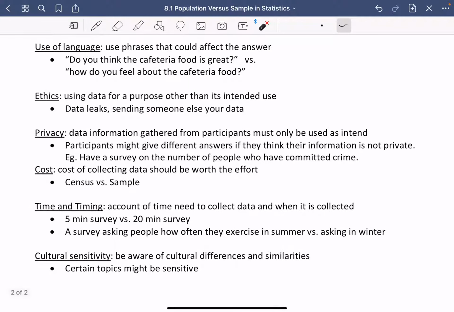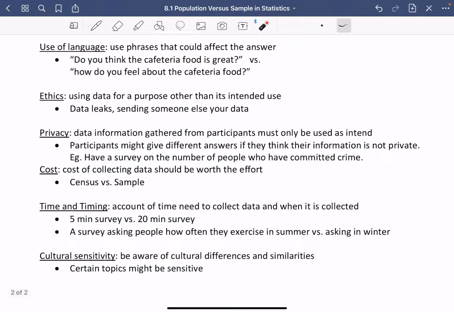And then use of language. The use of language could affect the answer. Let's say we ask these two questions. Do you think the cafeteria food is great? Versus how do you feel about the cafeteria food? Well, if you ask the first one, do you think the cafeteria food is great? Unless it's really amazing, you will say yes. Otherwise, you will say no.